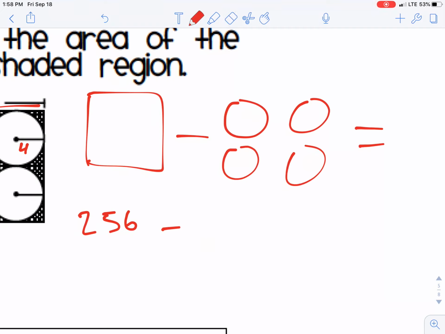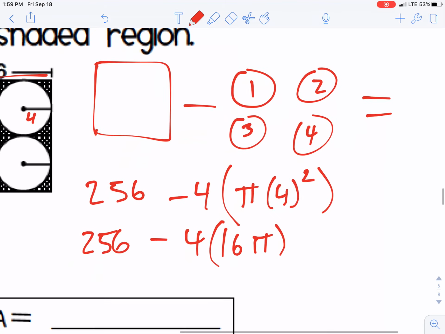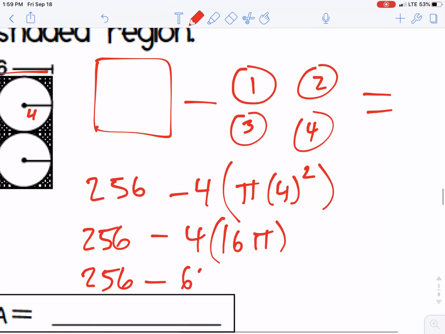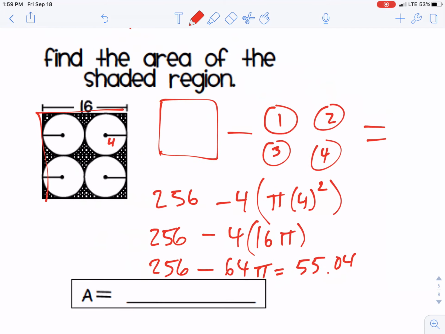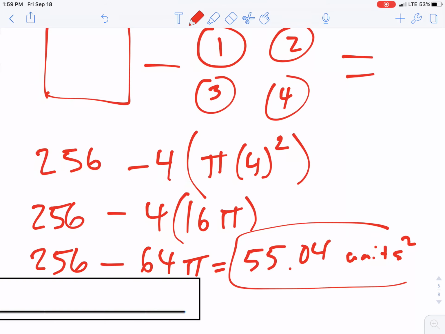So we're going to do 4 times pi times 4 squared. And again, the reason why we're multiplying it by 4 is there's 1 circle, 2 circles, 3 circles, 4 circles. So 4 times 16 pi would give us 64 pi. 256 minus 64 pi is going to give us a grand total of 55.04, and then we're in no units again, so units squared. Okay, that'd be our final answer.